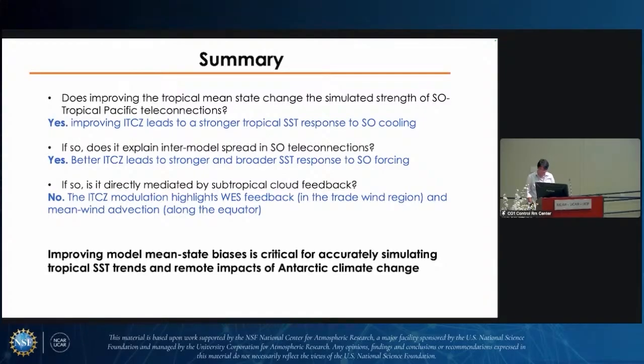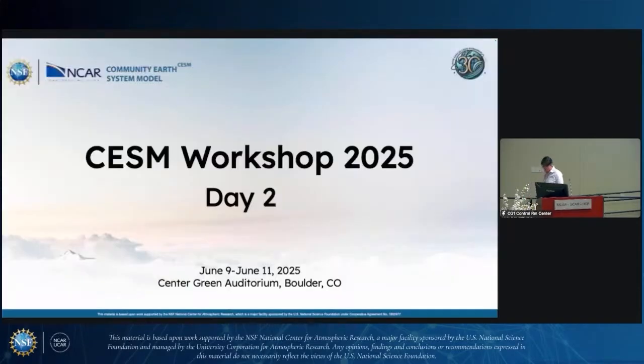Okay, next speaker is Glenn Liu. He's talking about the sea surface salinity and the North Atlantic climate.